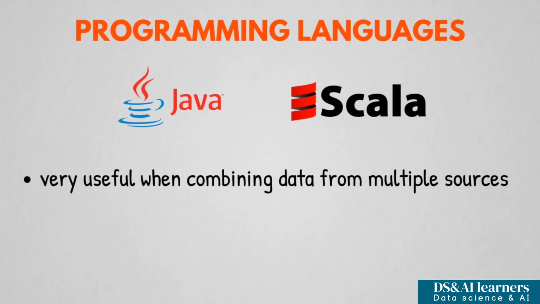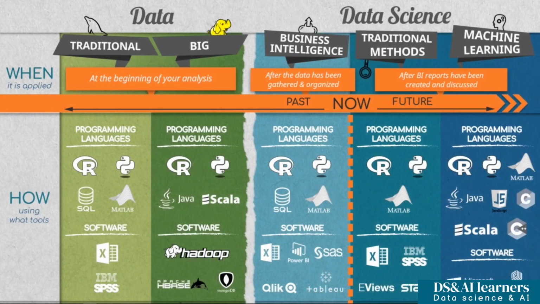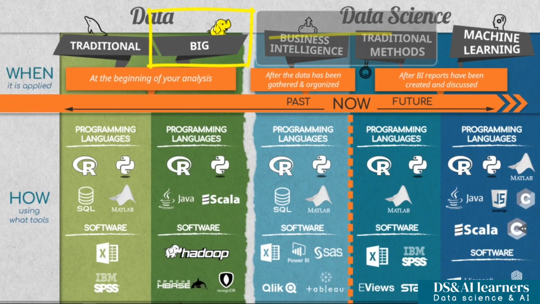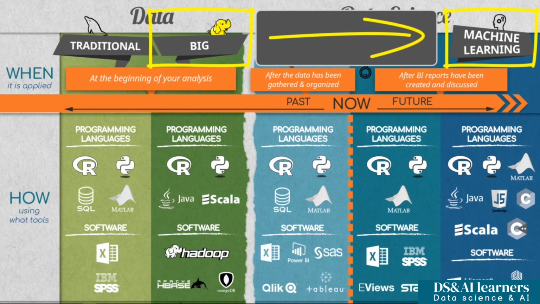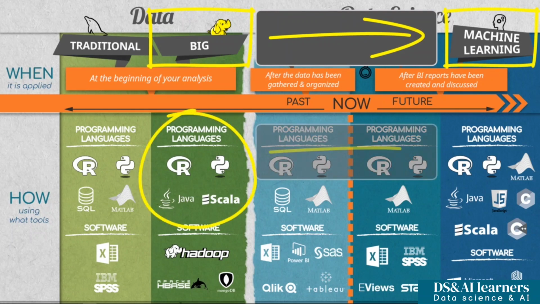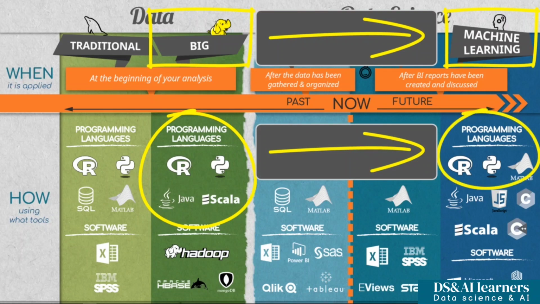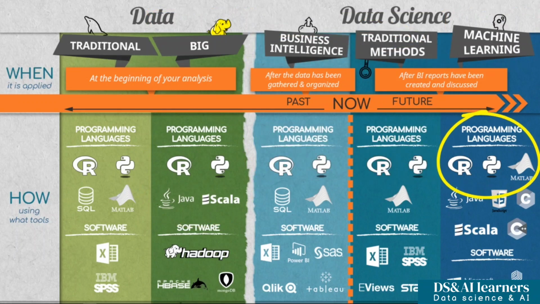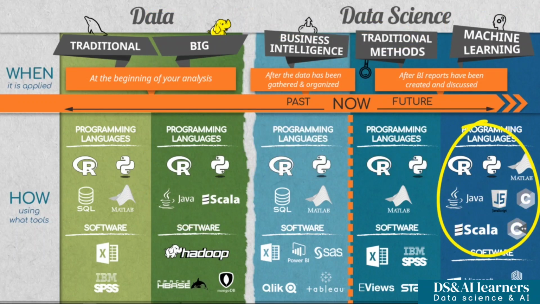All right, let's finish off with machine learning. When it comes to machine learning, we often deal with big data. Thus, we need a lot of computational power, and we can expect people to use the languages similar to those in the big data column. Apart from R, Python, and MATLAB, other faster languages are used like Java, JavaScript, C, C++, and Scala.